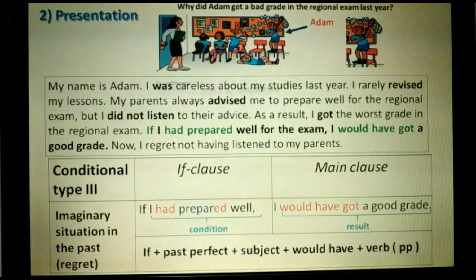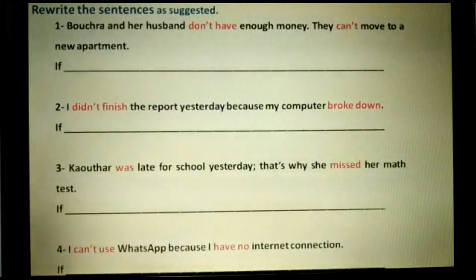That's why he says, if I had prepared well for the exam, I would have got a good grade. Did he get a good grade? Unfortunately, he couldn't get a good grade. Again, "unfortunately" means there is some kind of criticism and some kind of regret. Okay, so here is a task that you need to work on.